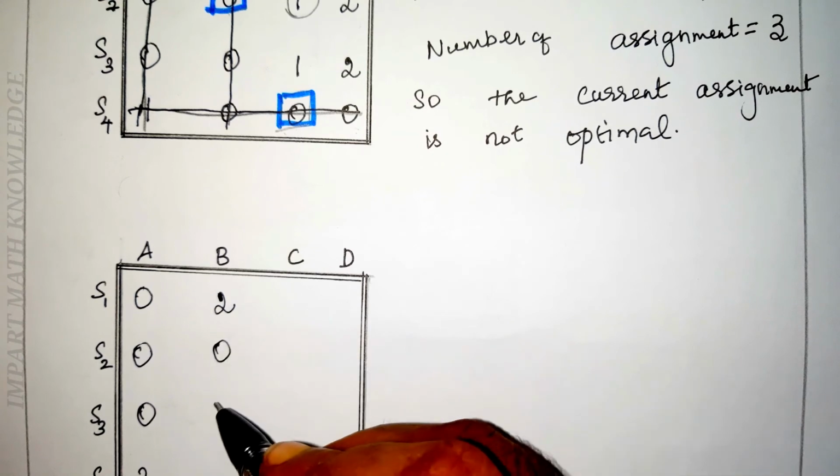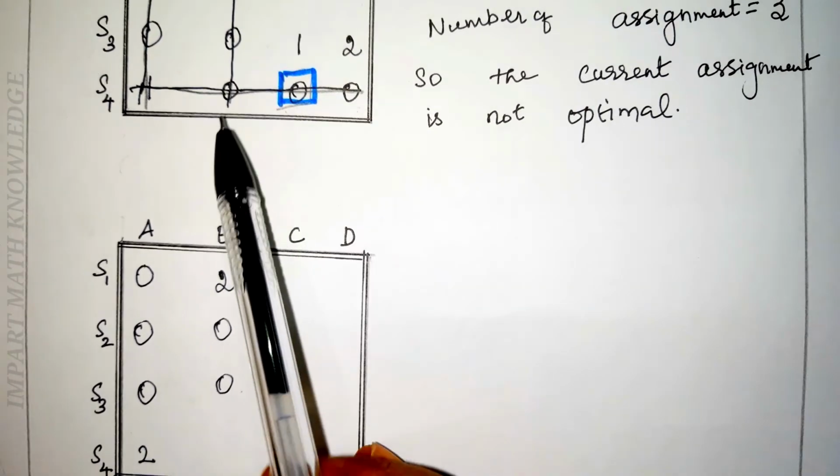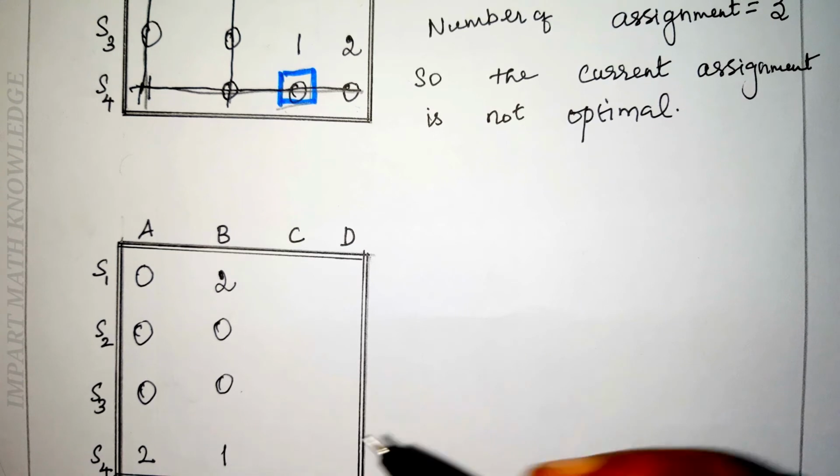0 is covered with a single line, no change. 0 is covered with single line, so no change. This 0 is covered with two lines, so you have to add. 0 plus 1 is 1.